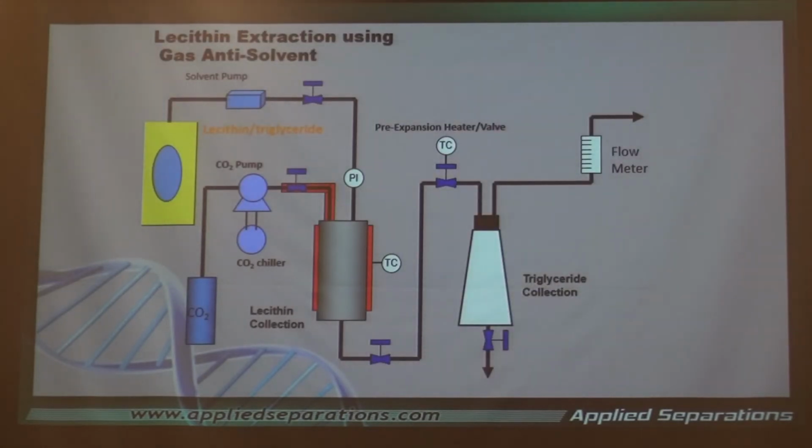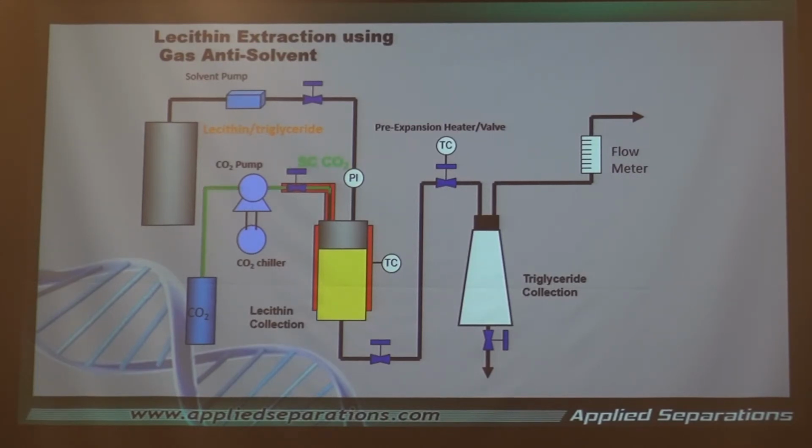I want to show you here. So we have our lecithin and triglyceride. We pump that into our vessel. And remember, the lecithin is not soluble, so we're going to do an anti-solvent. The triglyceride will dissolve into the CO2, the lecithin will not. It will fall out of solution, the same way that we did particles, but now you can do this with any kind of natural product as well. It's another technique for doing this sort of thing. It's extracting a liquid, and then you recover the triglycerides.